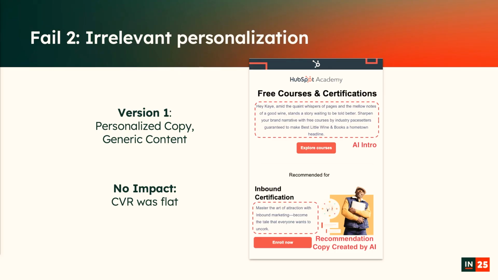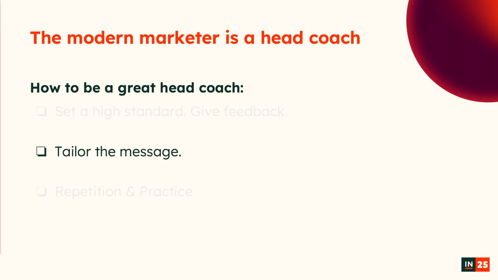This is an example of a marketing email where we first tested AI in just personalizing the copy. And so we were able to take some information from the CRM, personalize that copy, but we had everyone get the same recommendation for a course to take, the inbound certification. And conversion rate was actually flat. So what we actually needed to do was better tailor our message to our audience and provide more value in our recommendations, not only the personalization of the email copy.